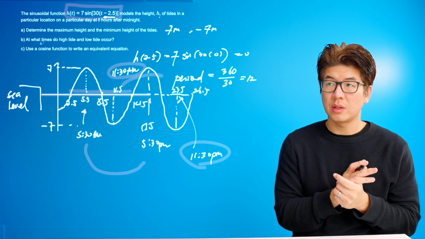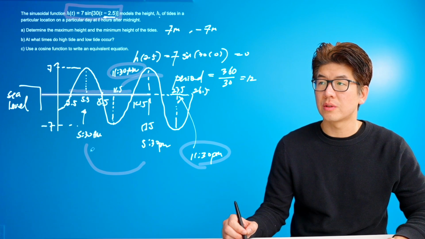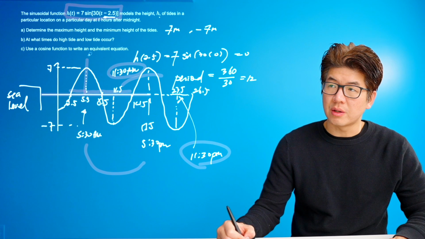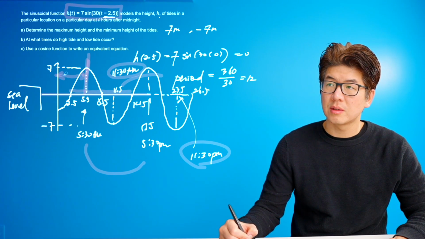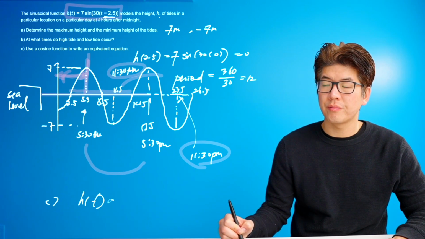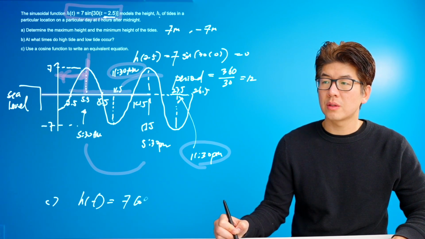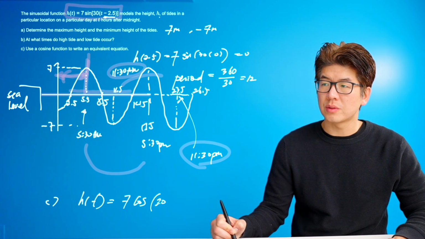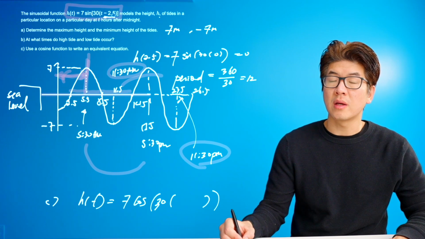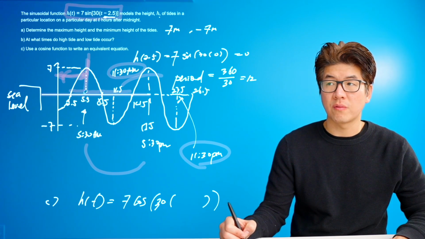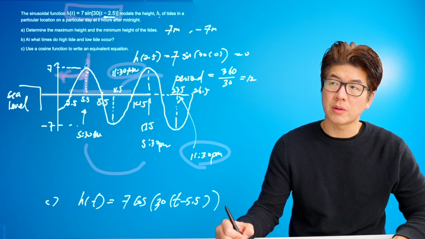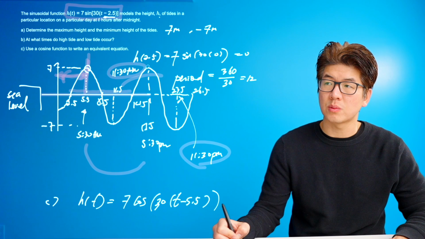Lastly, okay, we need to now write this as a cosine function. So if it's a cosine function, we're starting here, so the shift is this. Okay, so everything else is exactly the same. So 7 cosine, the period is still the same. So it's still 30 here, but the shift is gonna be different. Instead of 2.5, it's 5.5. So we just do t minus 5.5, right? Cosine curve starts from the top and goes to the bottom like that. That's one cycle, right?